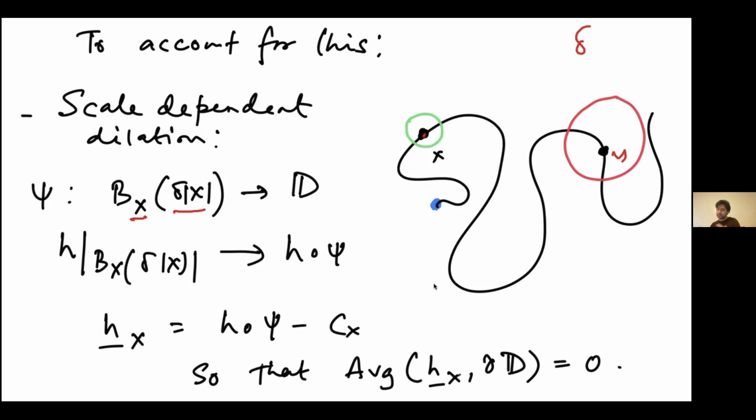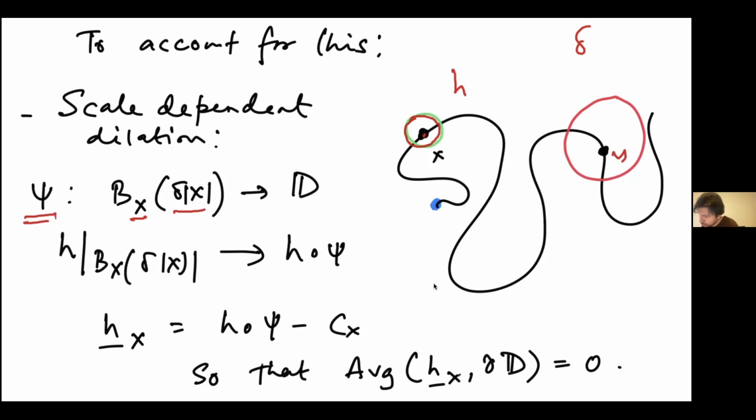However, we want to pull everything back into a unit disk to look at objects that live on the unit disk. So you look at this ball centered at x of the right radius, then you scale it to map it to the unit disk, and let's call the scaling map psi. Now you look at the underlying field, the Gaussian process H, restricted to this ball, and you compose it with this scaling map so that now it lives on the unit disk.